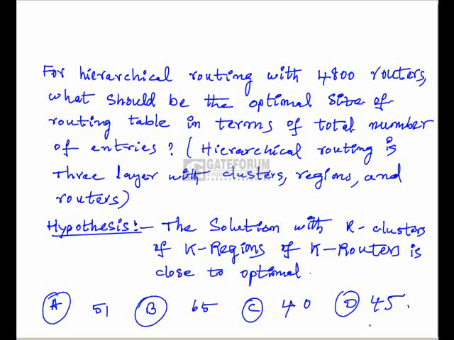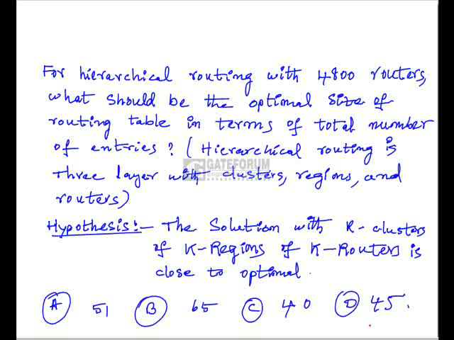For hierarchical routing with 4800 routers, what should be the optimal size of routing table in terms of total number of entries? Hierarchical routing is a 3-layer scheme with clusters, regions, and routers. One hypothesis is given: the solution with k clusters of k regions of k routers is close to optimal. So we need to find out the optimal number of entries in a routing table.